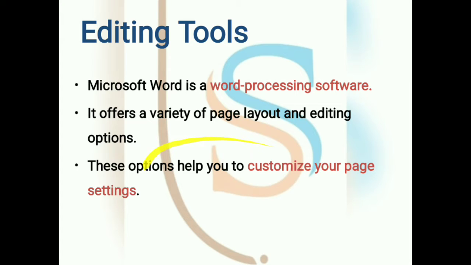These options help you to customize your page settings. Customize means how we can change our settings. Some settings are default settings of the document. If we want to make any changes, for example, I want to increase or decrease the margin from the left side of the document, from top, from right, from bottom, any type of this editing we can do by using the options of MS Word.